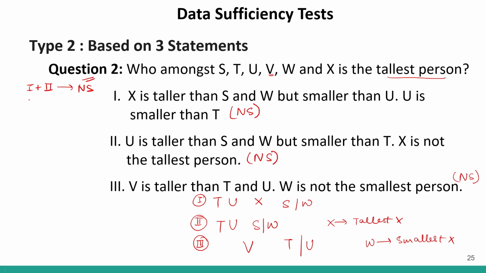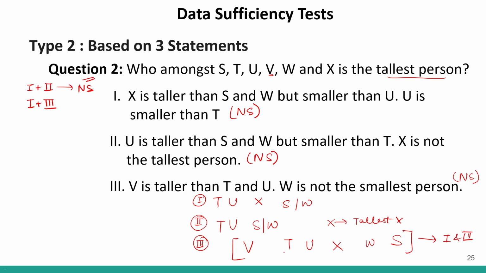Correct? Now I will check 1 plus 3. So 1 plus 3, I am getting T, U, X, S, W. So over here, before T and U, I got V. I can place X over here, and W is not the smallest. That means I will get S over here. So my final placement will be this based on statement 1 and 3. So based on statement 1 and 3, my final placement will be V, T, U, X, W, S.